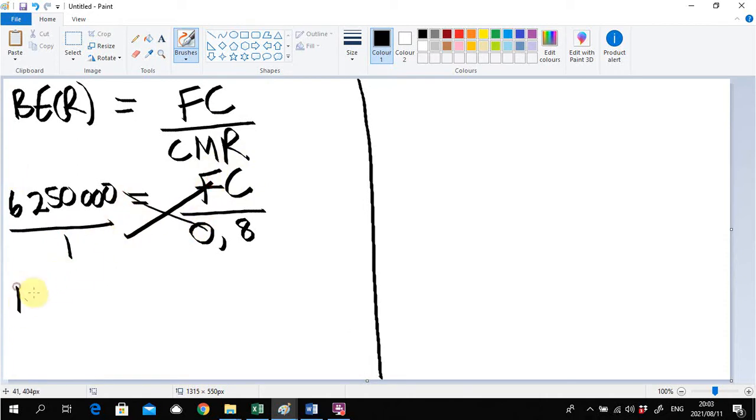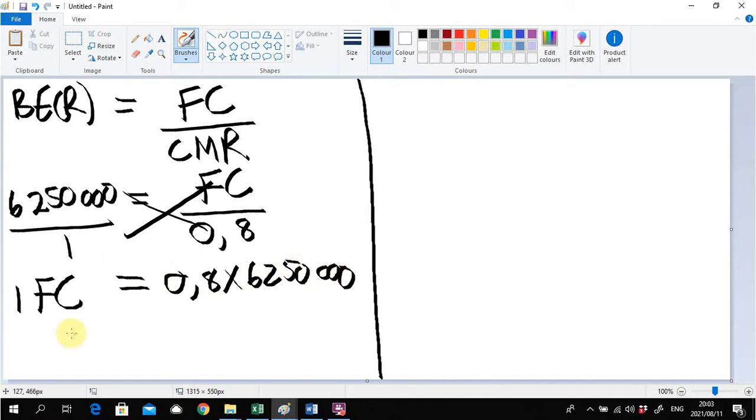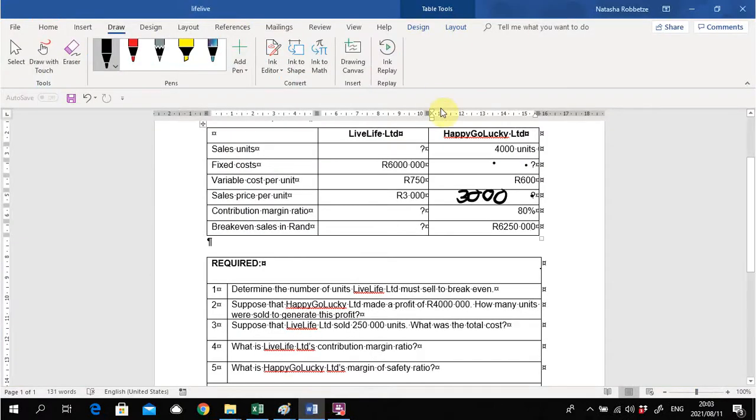So again, I have this calculation where I can cross multiply. So it's going to be 1 times the fixed cost, which is the fixed cost, and 0,8 times the 6,250,000. So that means that the fixed cost is equal to 0.8 times 6,250,000, and I get 5 million. I'm going to go back, I'm going to fill it out. 5 million. Great, so now we can know how we made this profit.